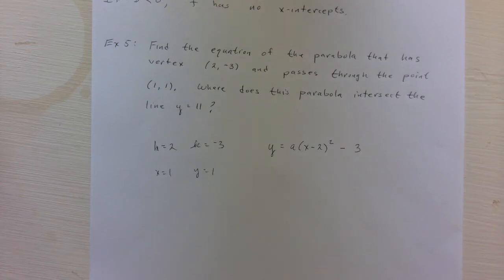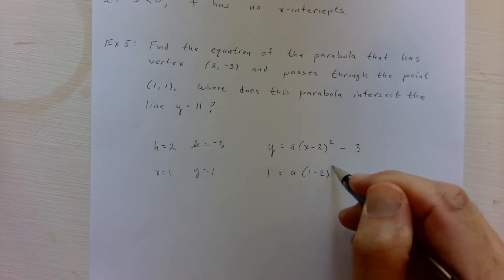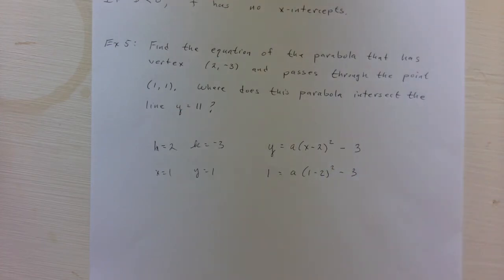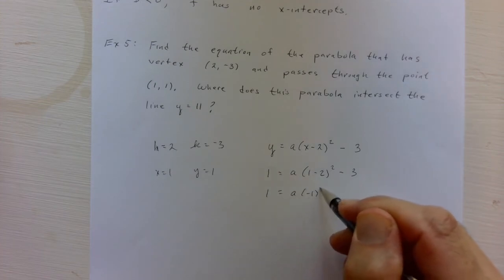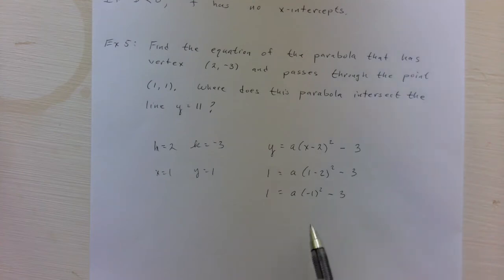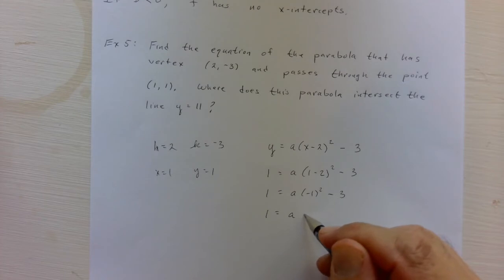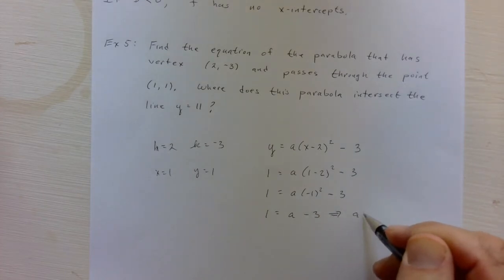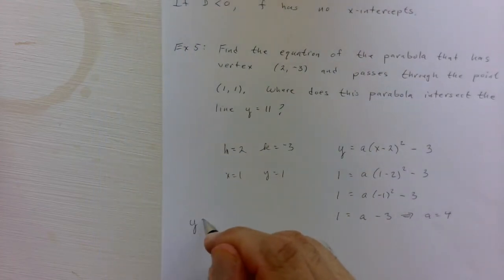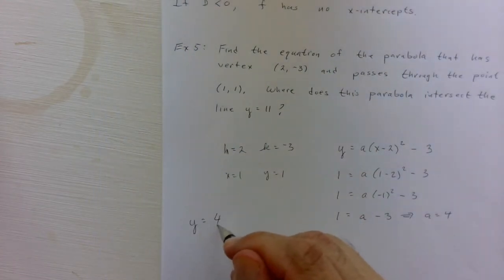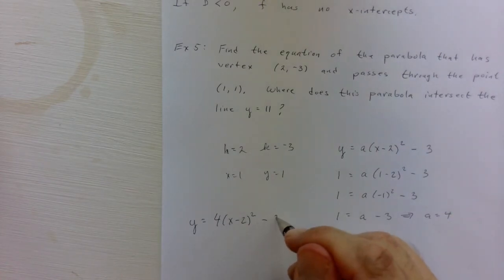Then we can plug in the x and y values of this other point to find out what a is. So we get 1 equals a times 1 minus 2 squared minus 3. This is 1 equals a times negative 1 squared minus 3. Negative 1 squared is just 1, so 1 equals a times 1 minus 3. So a has to be 4. The equation is y equals 4 times x minus 2 squared minus 3.